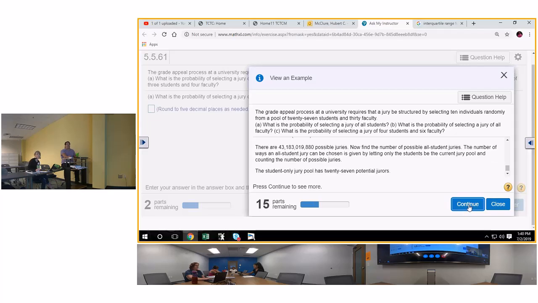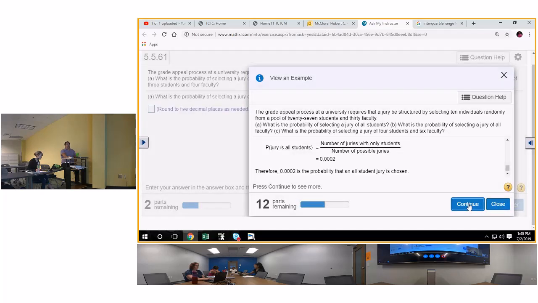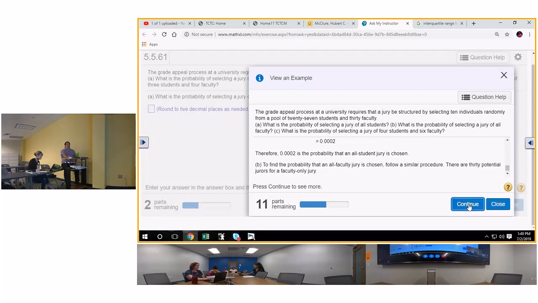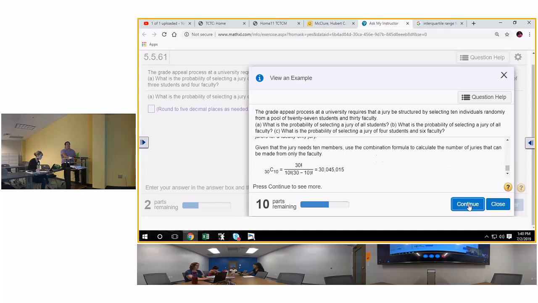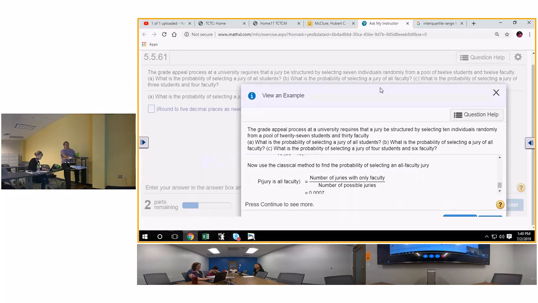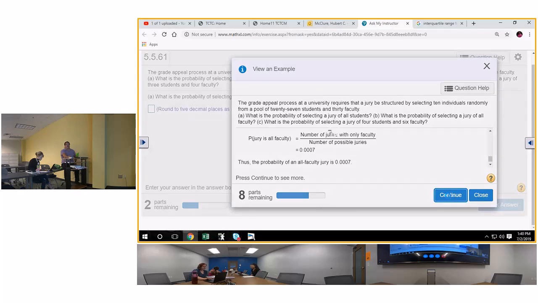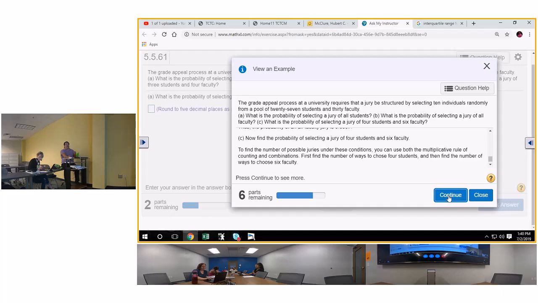And then the other one's going to be, I want to make sure. Yeah. And then the next one, it says, given that the jury 10 members combination rule, calculate the number of juries that can be made from one, and so on. I want to make sure I'm doing that right. What is the probability? No, C. I want to get to C because that's the one. C is going to be, it should be multiplying the two together.